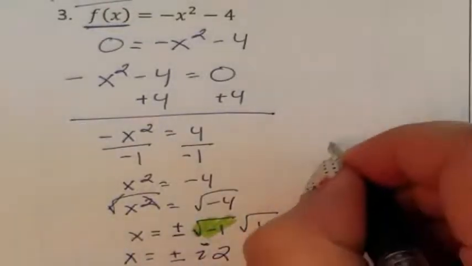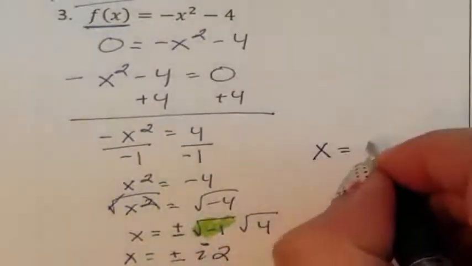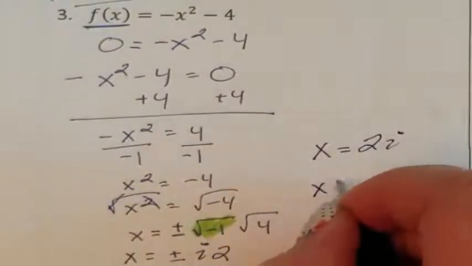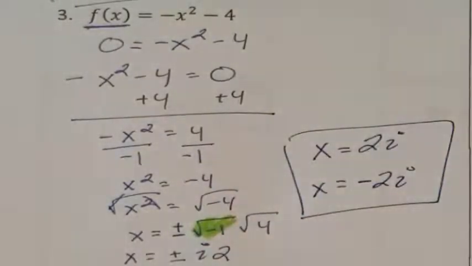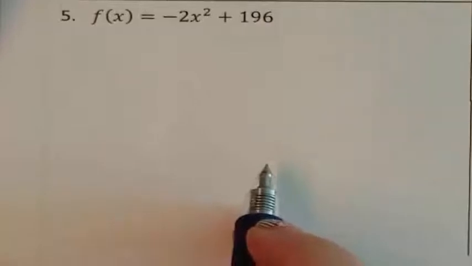So I do have 2 answers. I say that I cross at the positive 2i, and then I also cross at the negative 2i. These are where my 2 x-intercepts occur. Problem number 5, we're being asked to find the zeros.